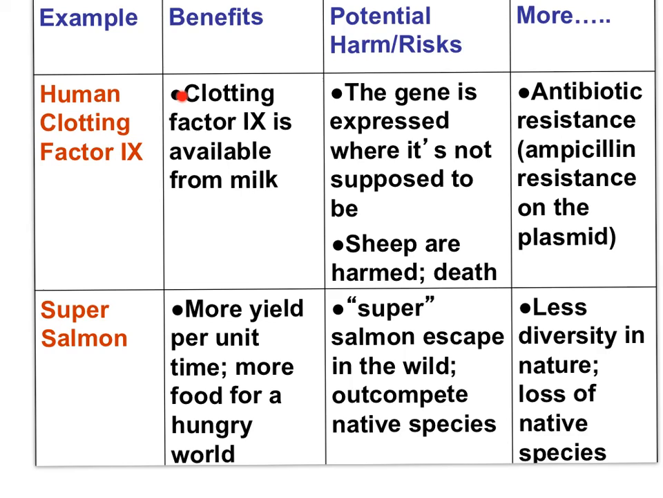In the case of clotting factor IX, typically secreted in the mammary glands, would the gene be expressed where it's not supposed to be expressed, in tissues other than the mammary glands? Are any sheep harmed, or do any sheep die in the process of producing transgenic animals? Faster-growing salmon is terrific for providing food in a hungry world, but what if the fish escape to the wild? What happens to native species? What happens to the diversity in nature?